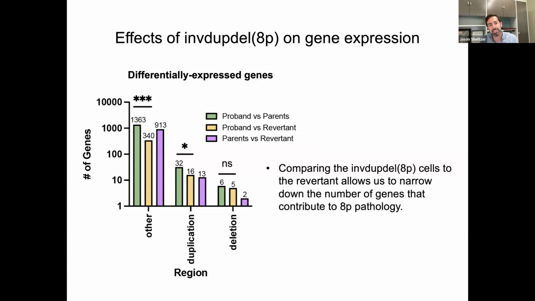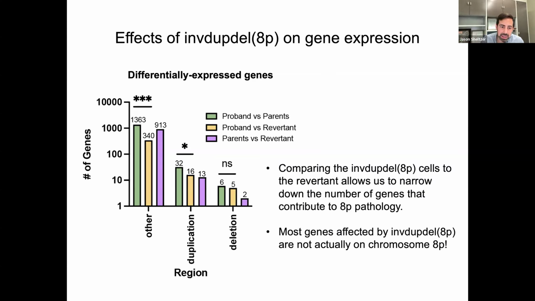But when we look at the effects of inversion, duplication, deletions in a genetically identical context using chromosome engineering, we can significantly narrow down the number of differentially affected genes that we're seeing, which can, I think, help us focus in on ideally uncovering the genes that are most important for understanding this condition. So that's, I think, one thing that we found from this.